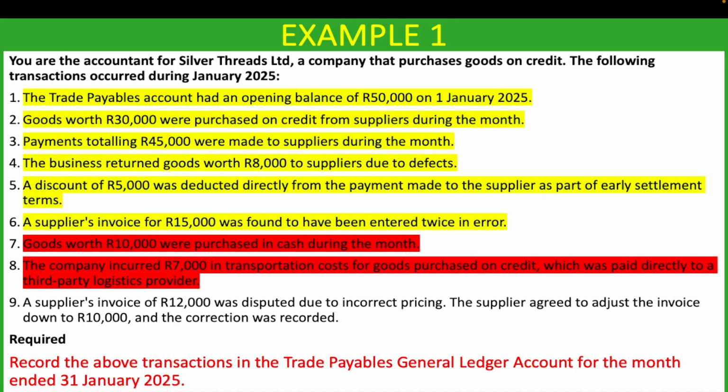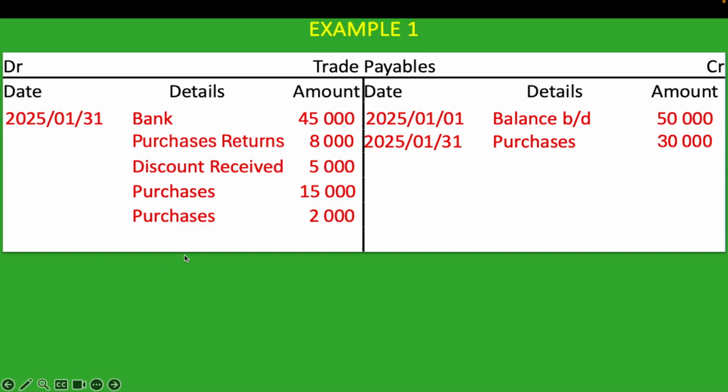Because initially we would have called it purchases when we recorded it on the credit side. And so we are reversing what was incorrect here, which is the 2,000 Rand, by putting it on the debit side. So let's go ahead and do that. Purchases 2,000 Rand and we put it on the debit side.